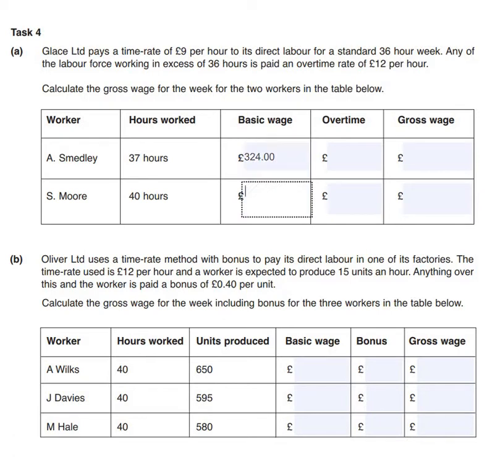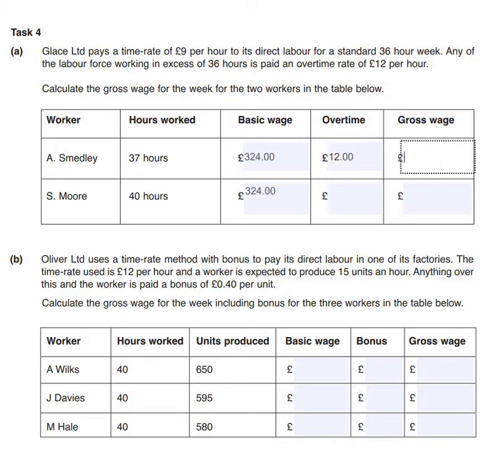So all our employees get £324 basic pay. Obviously S Moore here worked 40 hours, so they did work over the 36, and A Smedley here worked 37 hours. So Smedley worked 37 hours, and the normal hours are 36, so it's 1 hour extra at £12. So the overtime for Smedley is £12. We'll just put that in there.